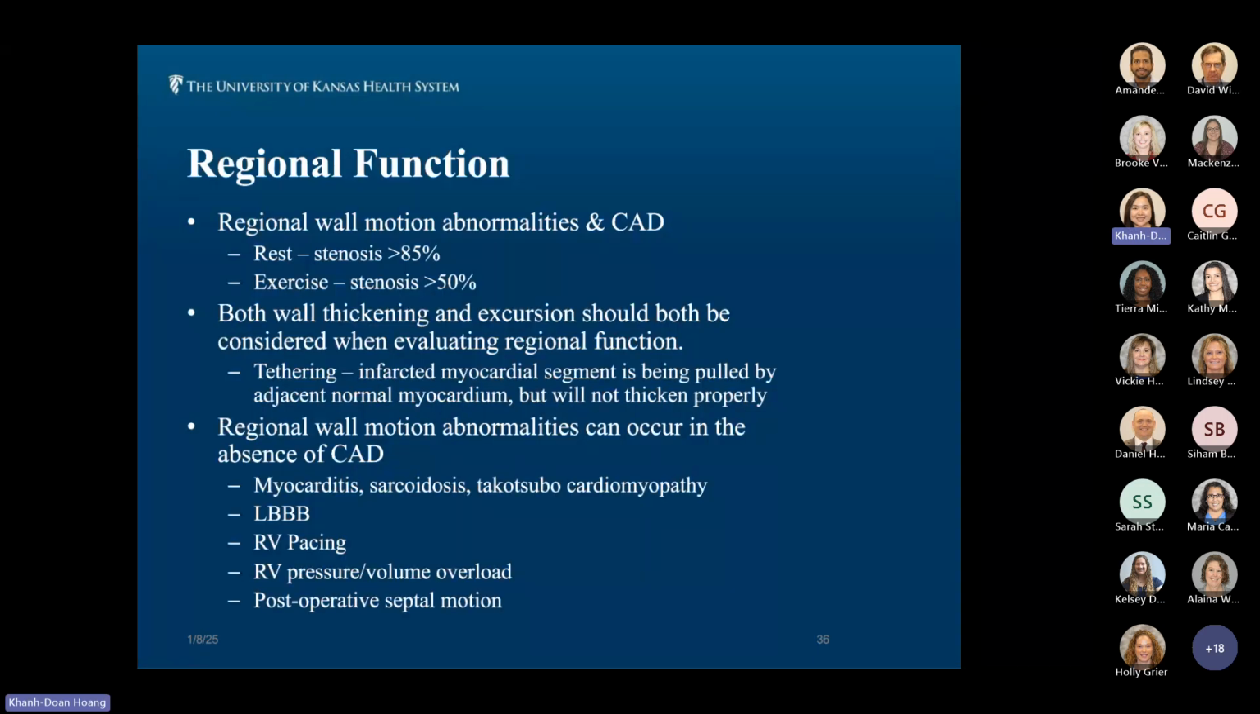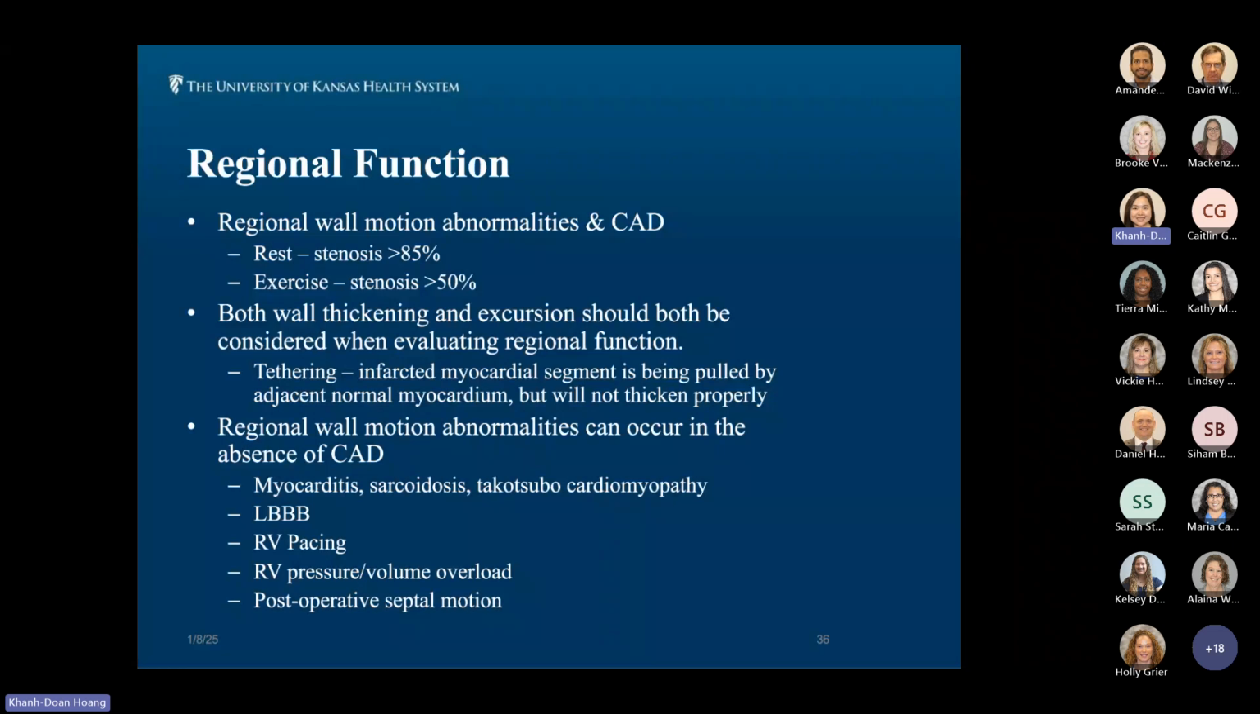Okay, so we're going to transition from talking about global left ventricular systolic function to regional function. And regional wall motion abnormality is mainly the thing that we're looking at. And it may not be seen in patients with coronary artery disease until they have stenosis of greater than 85% at rest or greater than 50% stenosis with stress.